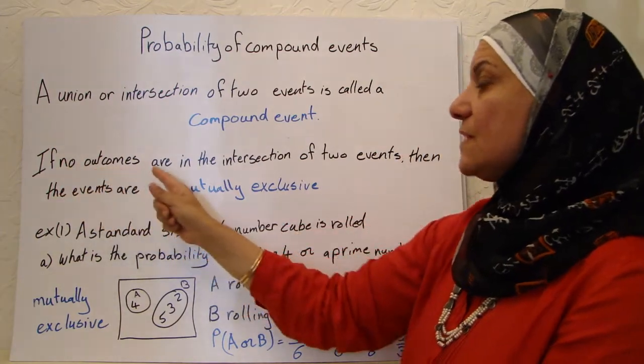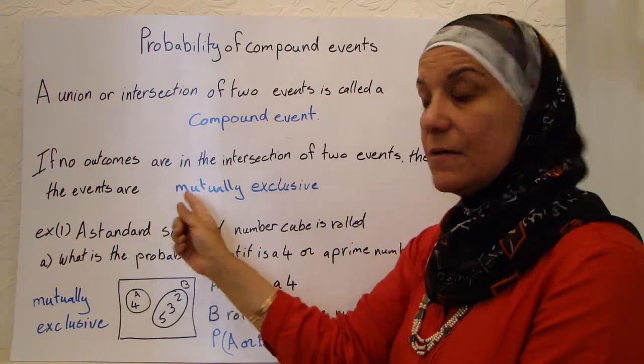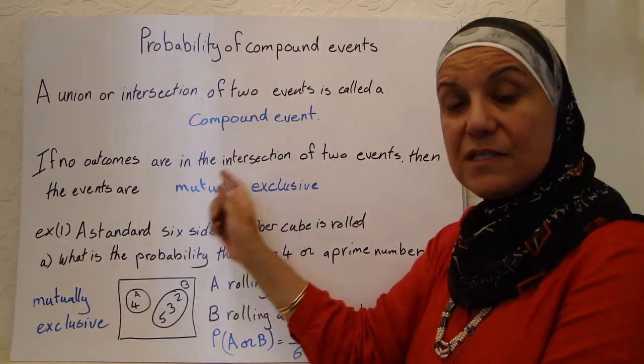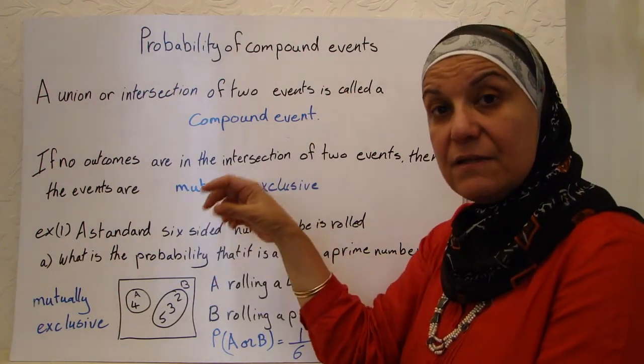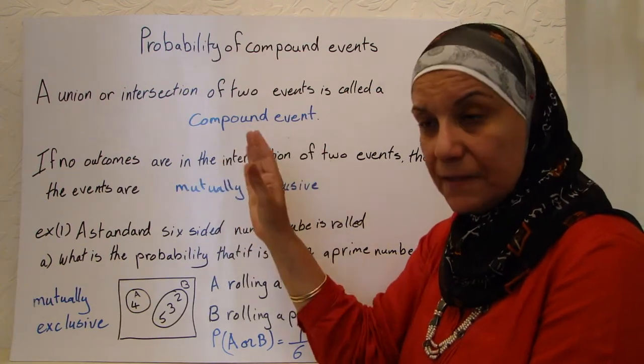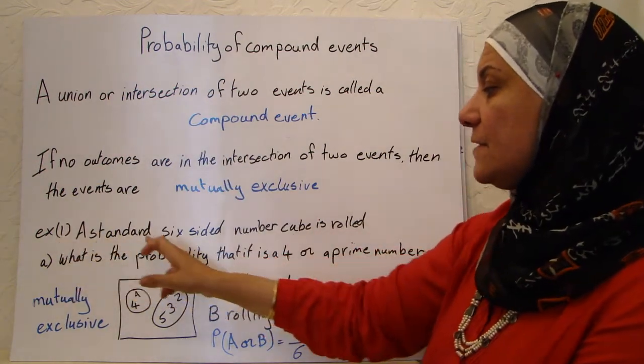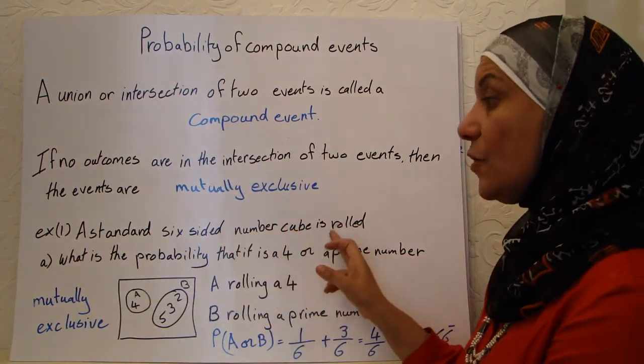If no outcomes are in the intersection of the two events, then those two events are mutually exclusive. Mutually exclusive means that in the intersection part, there is nothing, no outcomes, there is zero, there is void. Okay.